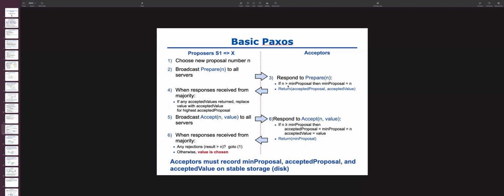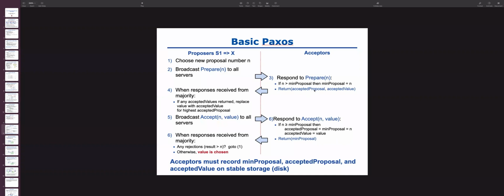You see this if condition. Say earlier the min proposal is 1, you can assume. Now this prepare phase we sent 2. Now 2 is greater than 1, so the min proposal is equal to 2. So whatever previous transactions were happening for 1 will get dropped. True. Yeah. Okay.